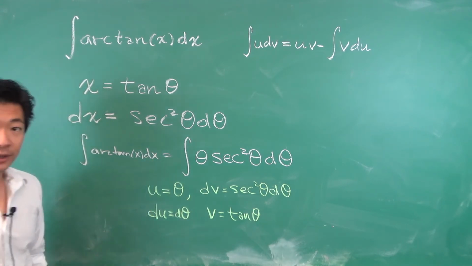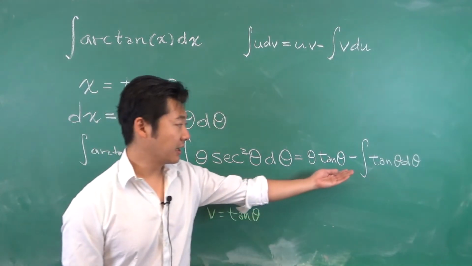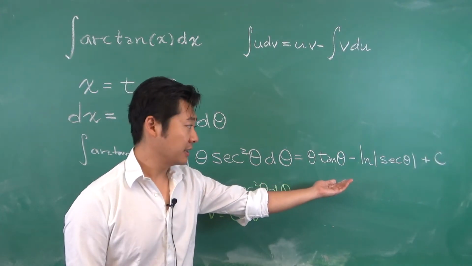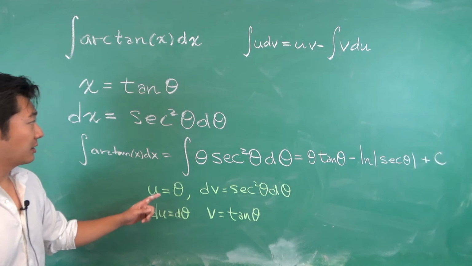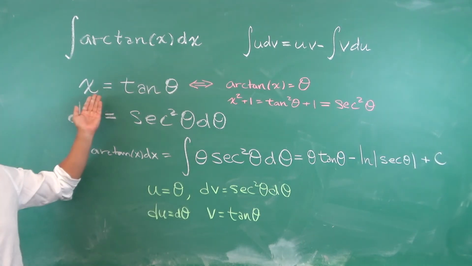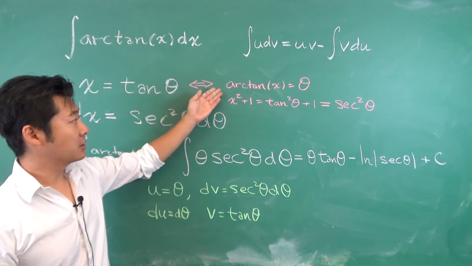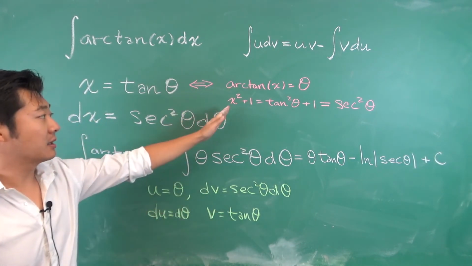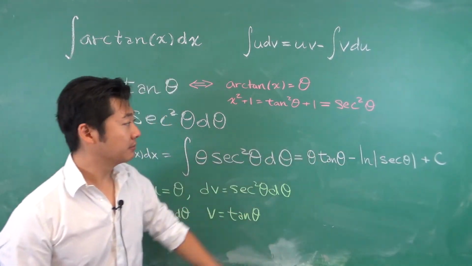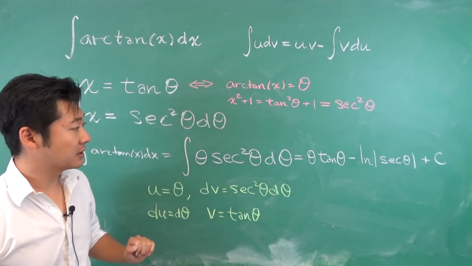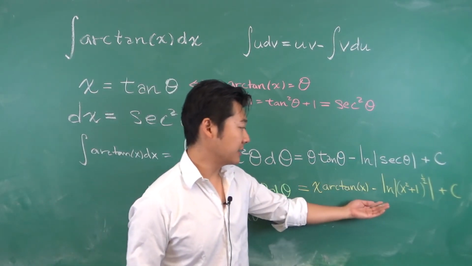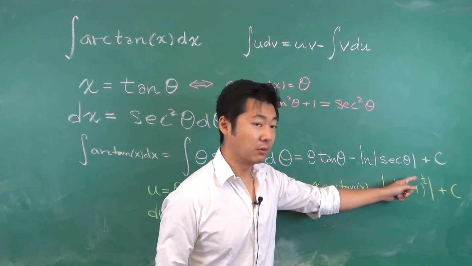So plugging this in, we have this integration, but the antiderivative of tangent theta is simply minus natural log secant theta plus c. Now we need to convert everything back into x. So if x equals tangent theta, then arctangent x equals theta, and x squared plus 1, which is tan squared plus 1, equals secant squared theta. So secant is square root of this. So plugging this in, we have x arctan x minus natural log of x squared plus 1 to the 1/2.